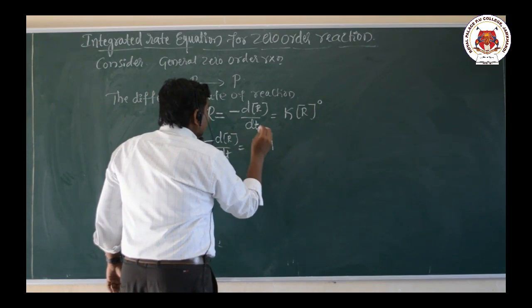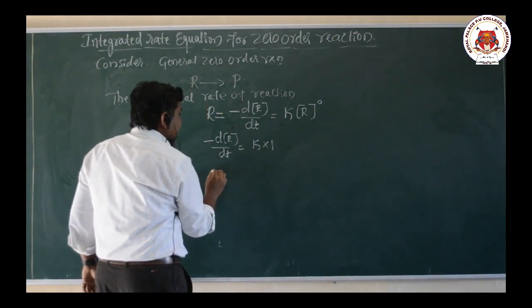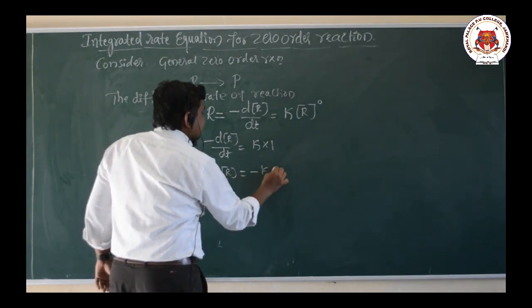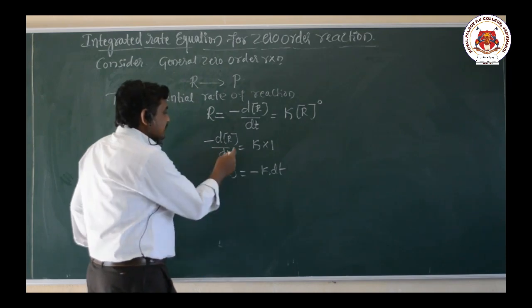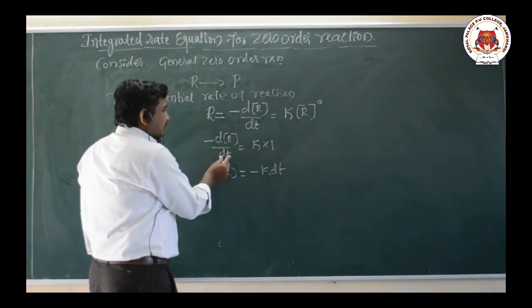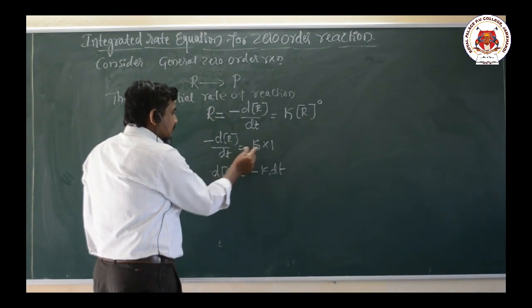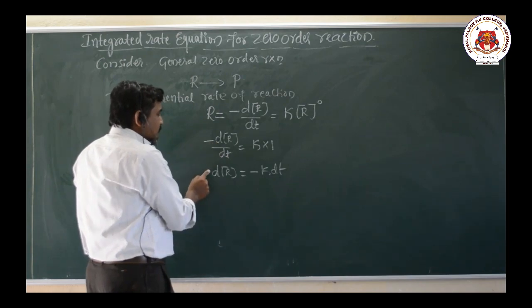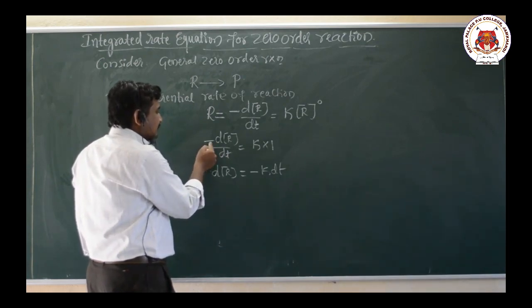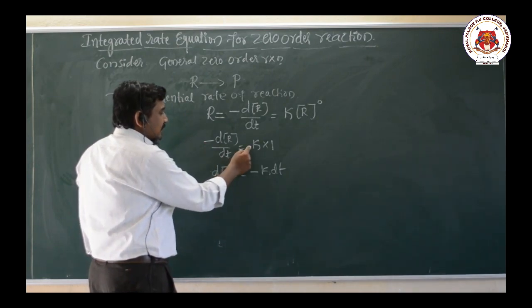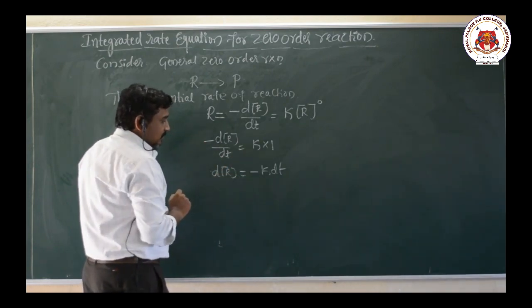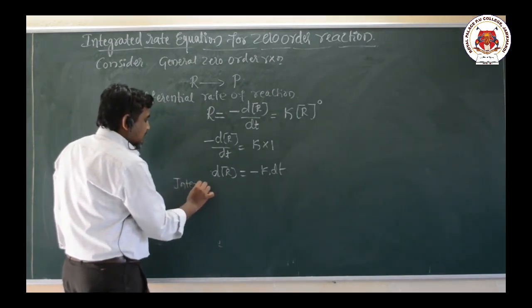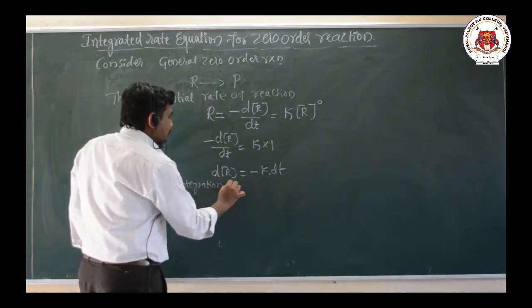Now on rearranging we will get dR equal to minus k dt. Simply dt shifted towards the right side. To get this positive, multiplying with minus, minus into minus becomes plus, and plus into minus becomes minus. Okay. So now here, integrating on both the sides.